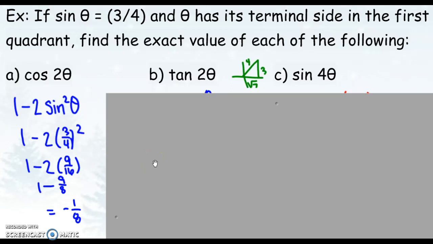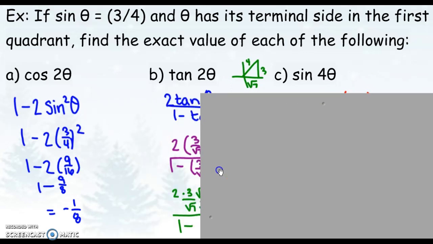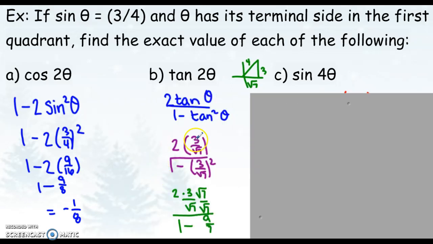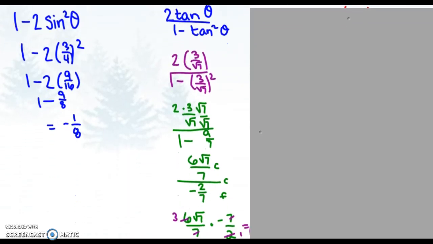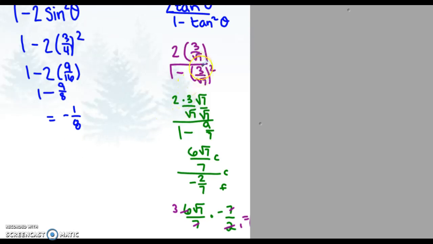I'm going to write down my formula and plug in my values. So the tangent is 3 over the square root of 7. I'm going to take my tangent and also place it in the denominator. I'm going to square it. I have to rationalize my 1 in the numerator. So simplifying that, we've got 6 square root of 7 over 7. And 7 sevenths minus 9 sevenths is negative 2 sevenths.